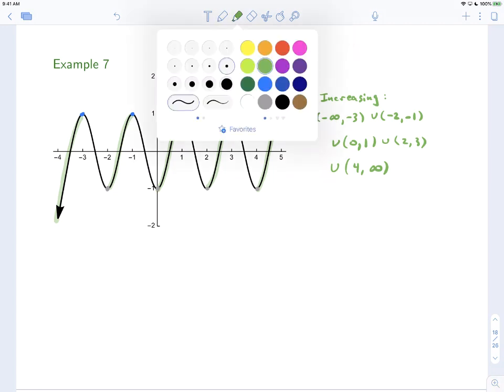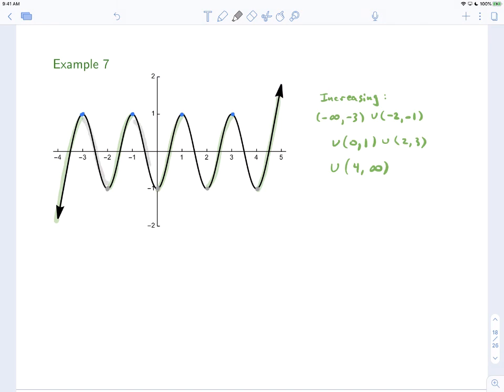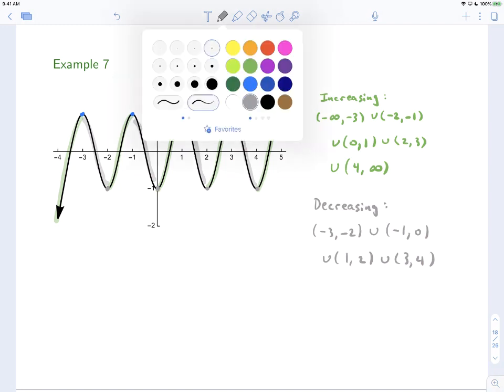So decreasing is decreasing here, here, here, and here. So let's write all that out. So it's decreasing on the interval from -3 to -2. Shouldn't call it -3, it's -2, -3 to -2. Union -1 to 0. Union 1 to 2. Union 3 to 4. And now we can write down all of the local maxima and local minima.